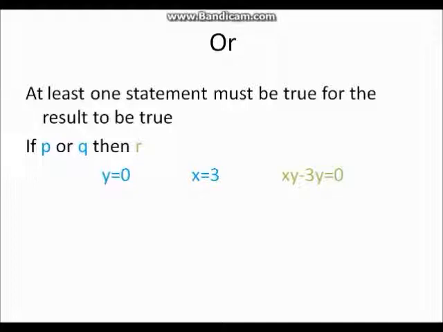An example, our statements are y equals 0 and x equals 3. Our result, xy minus 3y equals 0. Our phrase, if y equals 0 or x equals 3, then xy minus 3y equals 0. So if y equals 0 and x equals 7, then one of those is true, and we can see that it would still be 0. If y equals 12 and x equals 3, one of those is true, we can see that the result would still be true. Now if they are both true, y equals 0 and x equals 3, the result would still be 0.